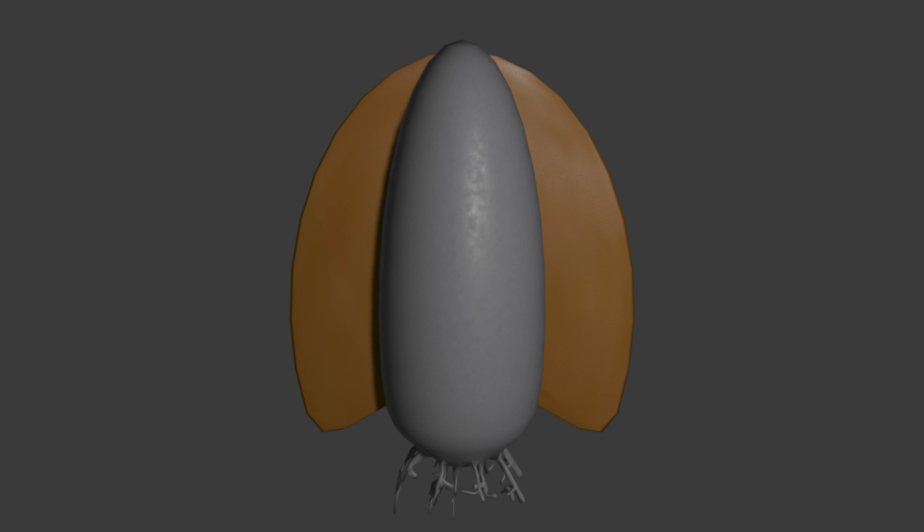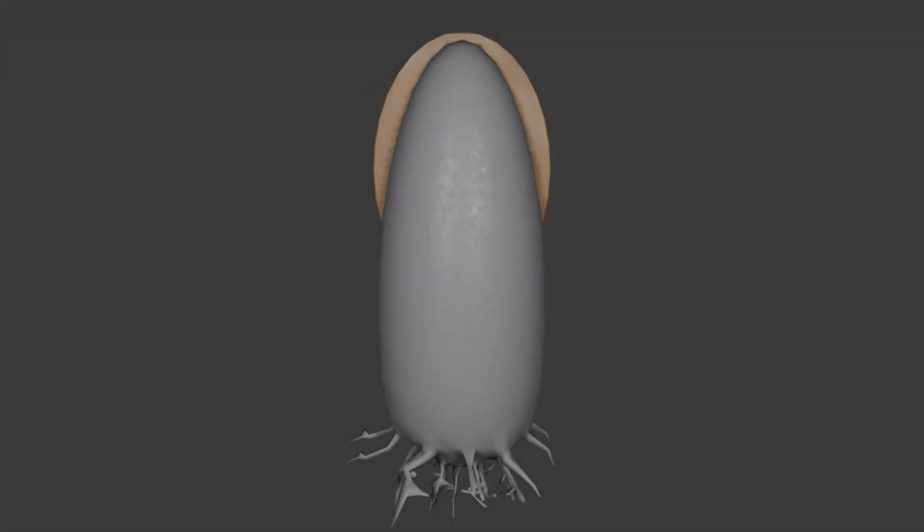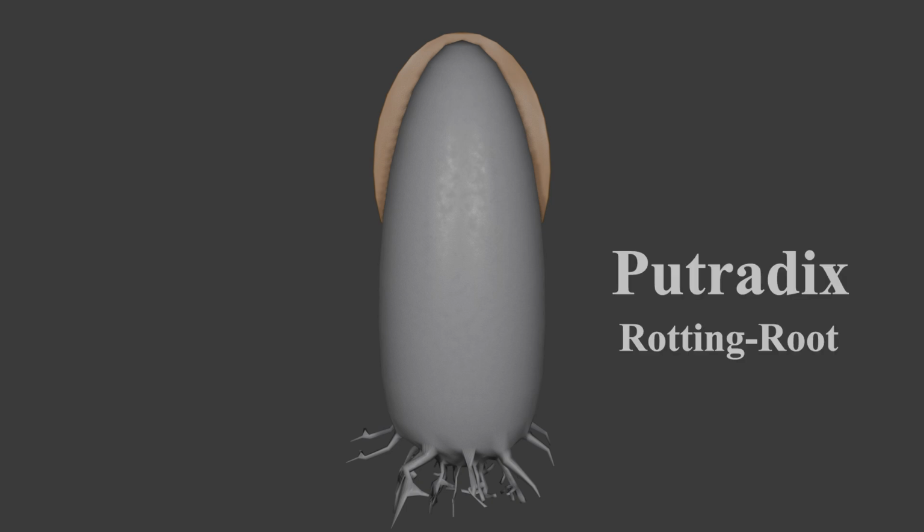Since this clade does not rely on photosynthesis as much, its leaf became vestigial. This caused the leaf to reduce in size and lose some of its pigmentation. This clade has large root systems that allow it to find as much organic matter as possible. These decomposers are called putratics, and they appeared 5.429 billion years ago.